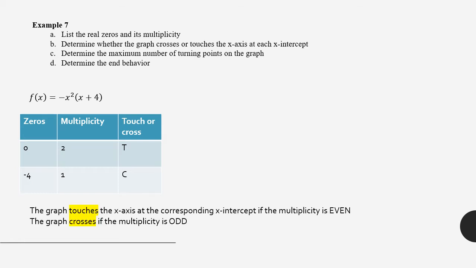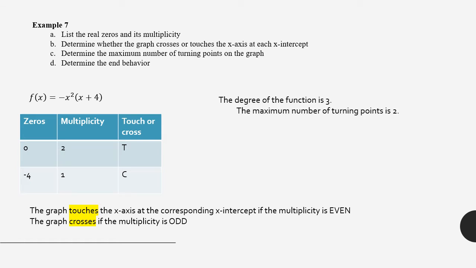Okay, and then down here the graph touches the x-axis at the corresponding x-intercept if the multiplicity is even. So to help remember this, maybe think of y equals x squared. That has an even multiplicity at 0, and the graph touches, whereas y equals x cubed has an odd multiplicity at 0, and our graph crosses.